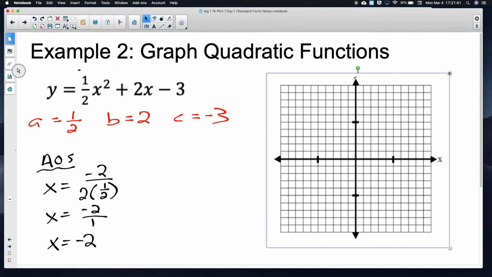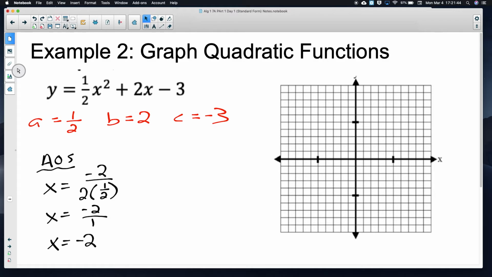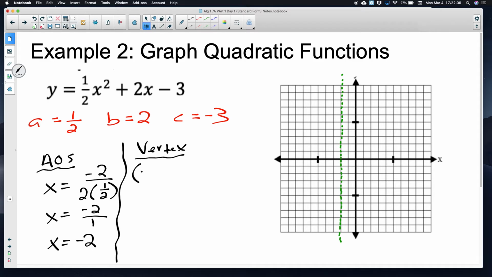So what I'm going to do is I'm going to come over here, and I'm going to plot my axis of symmetry down through -2. Now I got to figure out where is my vertex going to be on that axis of symmetry. So I got to come over here and start doing my vertex. Well, I know my x-coordinate is -2. To figure out the y-coordinate, I've got to plug that -2 in. So I'm going to plug -2 in every time I see an x.